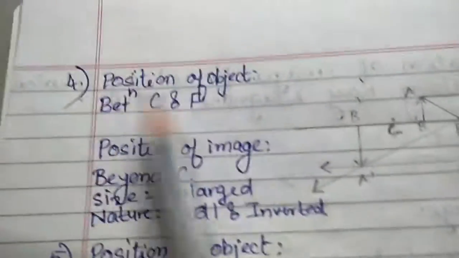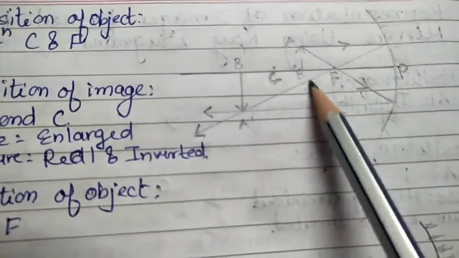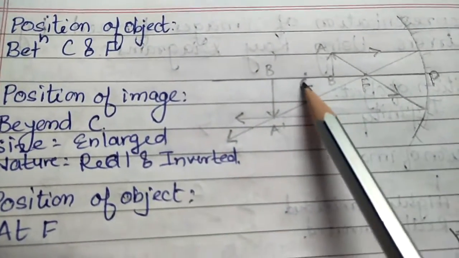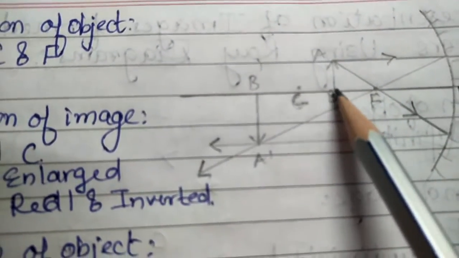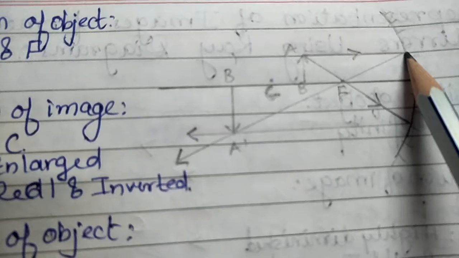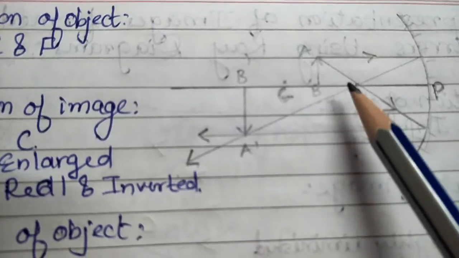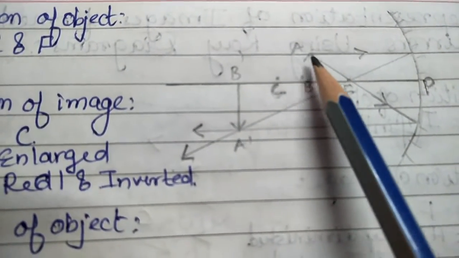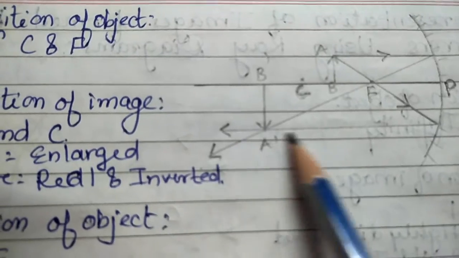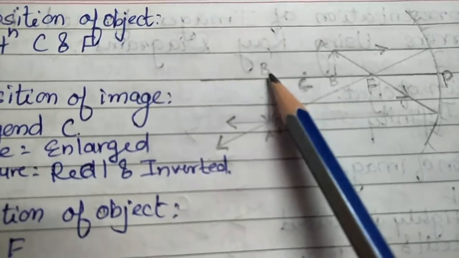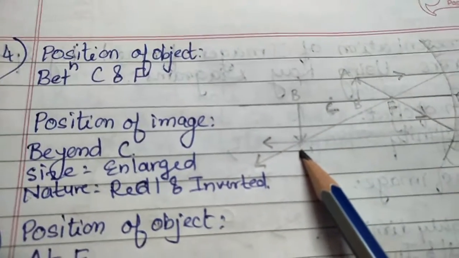Now the fourth one, the position of the object is between C and F. Can you see this C and F? And here is the object placed. Now the first ray coming out is parallel to principal axis passing through F. This is the first ray. And the other ray we have used here is the one passing through F parallel to principal axis. Now can you see these two rays are meeting here? That is beyond C. So your image is formed here, beyond C. And the size of the image, if you see, is enlarged compared to the object.